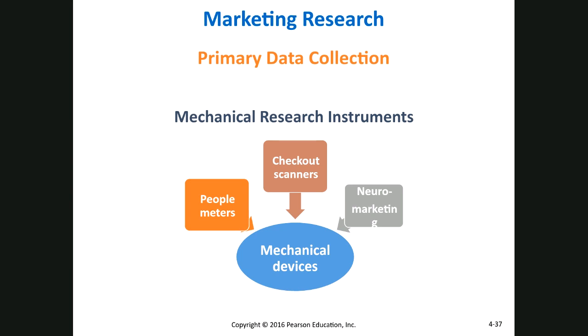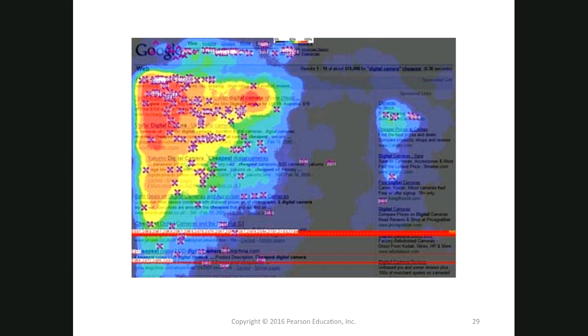They also mention people meters and neuromarketing. That slide's kind of screwed up. But those are examples of mechanical devices. Let me give you another one, because I am interested in social media marketing, and I research and write about social media marketing and uncontrolled communications, not controlled by the firm, and what we call electronic word of mouth.